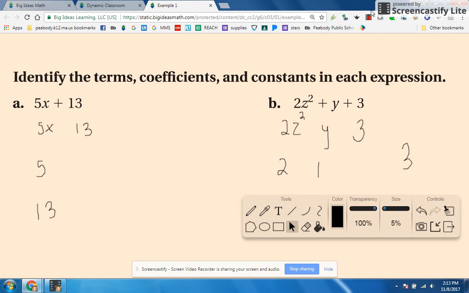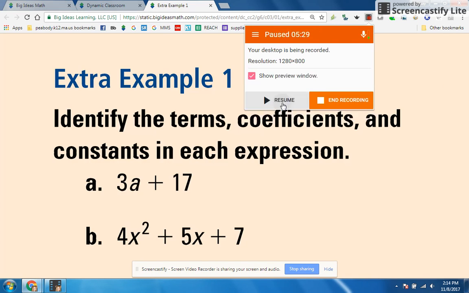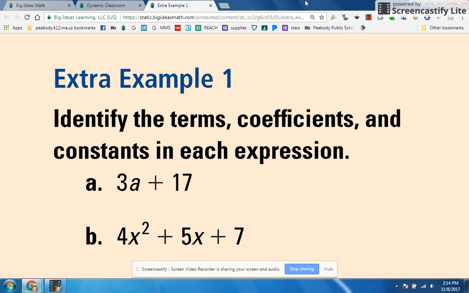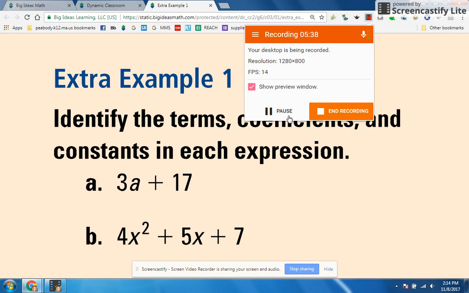Okay, so I'm going to give you the next one I want you to try by yourself. So I'm going to have you pause and try these. You're going to identify the terms, the coefficients, and the constants. So try both of these. Do them right in the back of your notes.